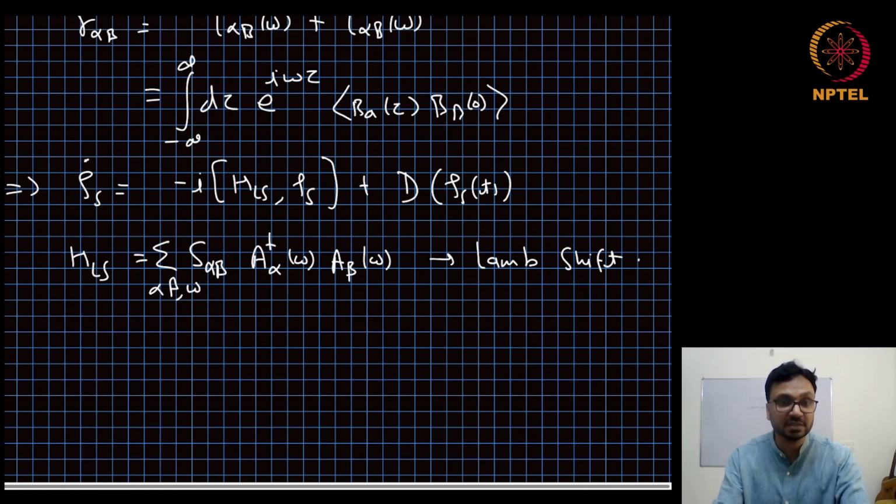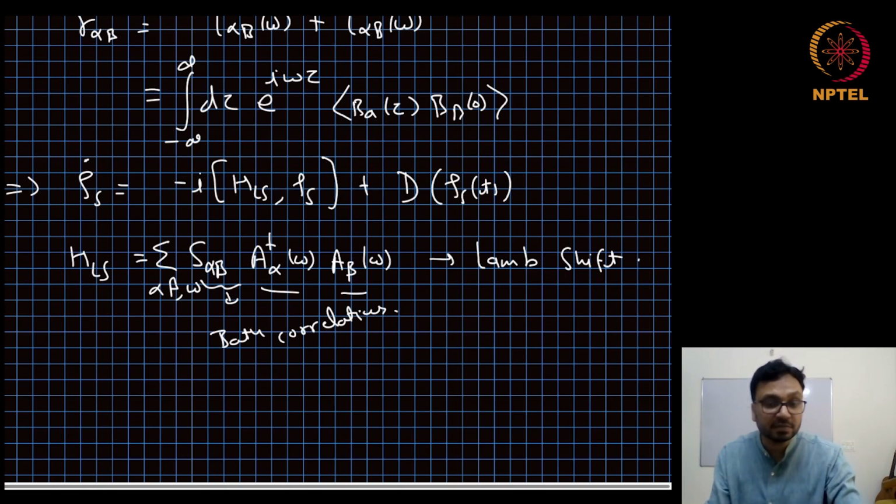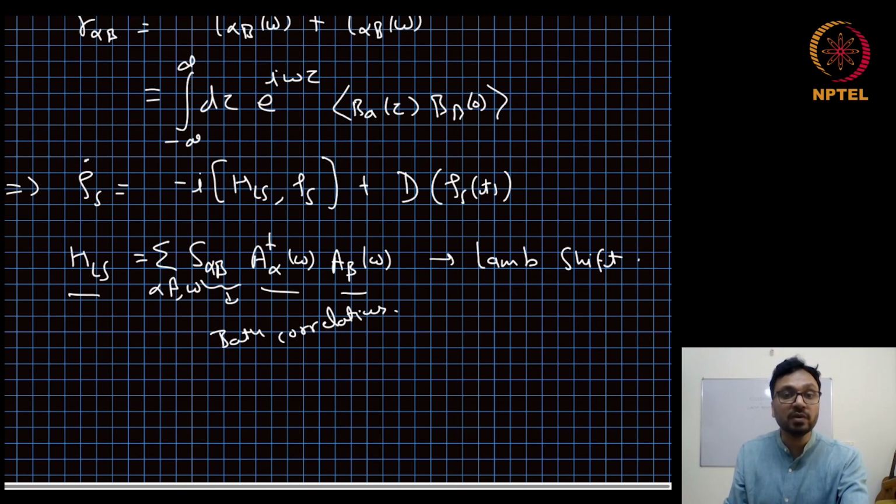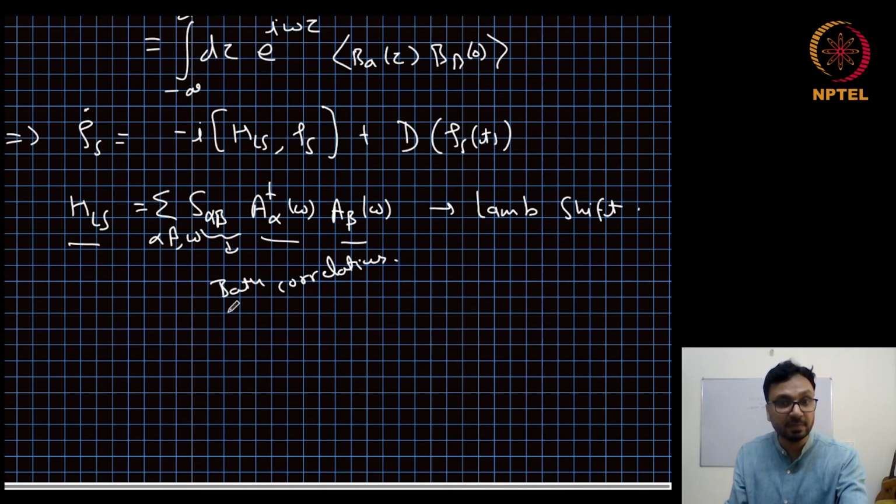Lamb shift is the shift in the energy levels of the quantum system caused by its interaction with the bath system. And we can see that here S alpha beta is the information we are getting from the bath correlation function, and A alpha and A beta are the operators of the system. So this is the Hamiltonian of the system caused by the bath correlation functions. If the bath correlation is 0, then this term goes to 0. And bath correlations are 0 only when there is no interaction between the system and the bath.